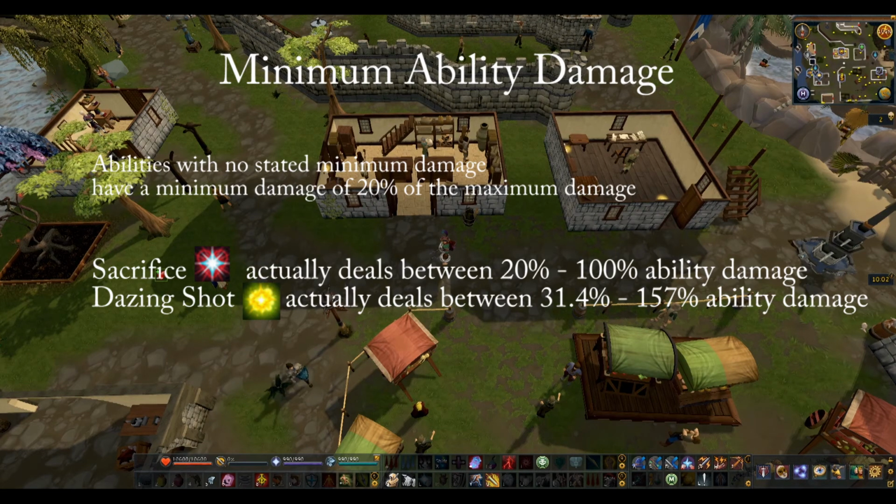For example, Sacrifice, which has a 100% maximum damage, actually has a minimum ability damage of 20%. That means that Sacrifice deals between 20% and 100% damage every hit. Dazing Shot, in the same way, has 157% maximum damage, so it actually has a minimum damage of 31.4%. And every hit is going to hit somewhere between those two.